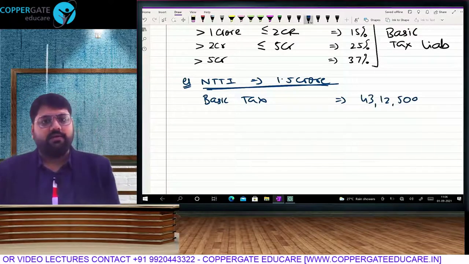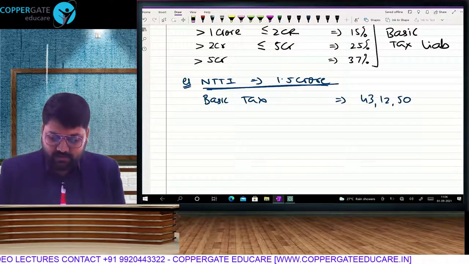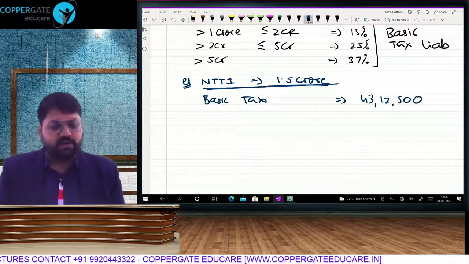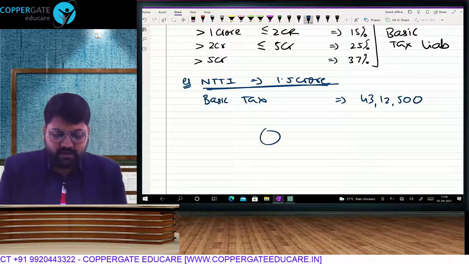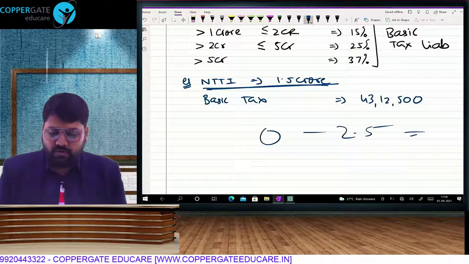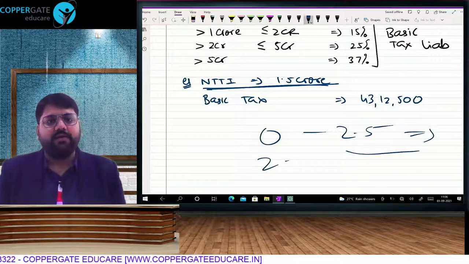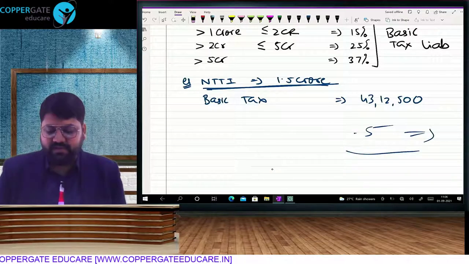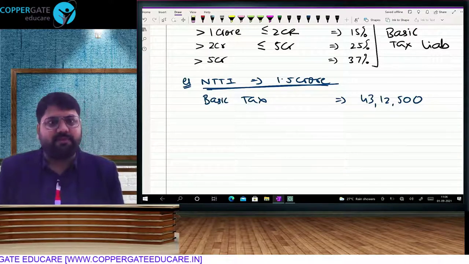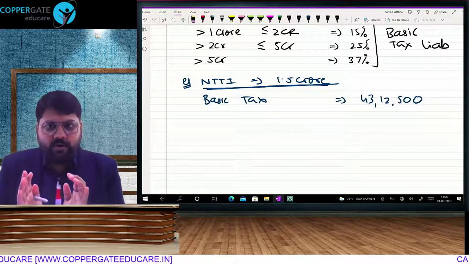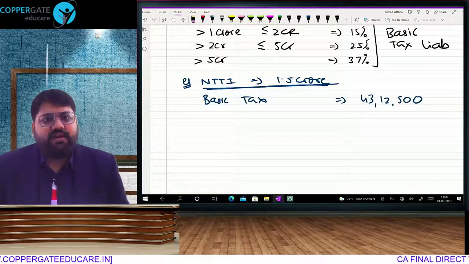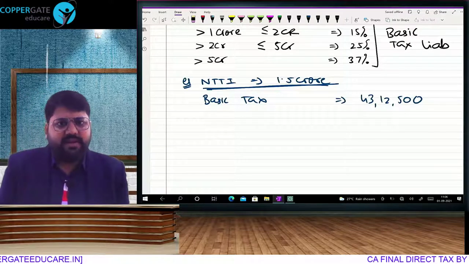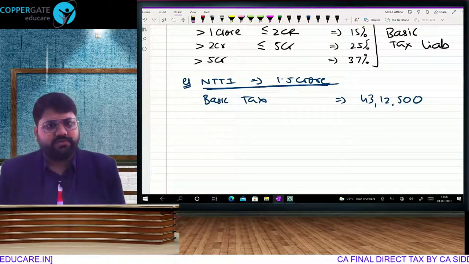43,12,500. And if you are not comfortable doing it this way, then you will have no choice but to do it slab by slab. 0 to 2.5, no tax. 2.5 to 5 lakh, 5%, then that is your only way out. But you will have to develop this habit. So take total income on your calculator, subtract 10 lakh, multiply by 30%, and then add 1,12,500. It can be 1,10,000 also, it can be 1 lakh also.